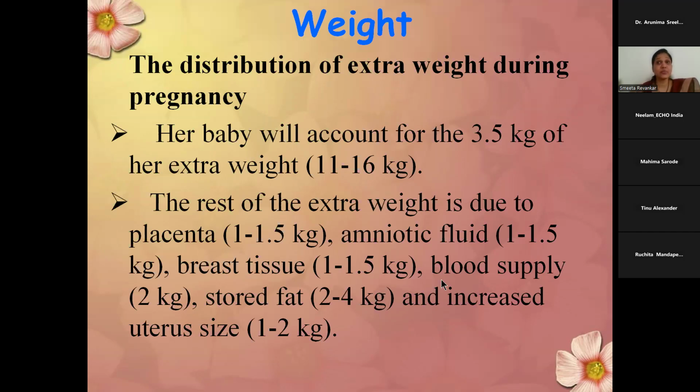There will be increased blood supply. Why? Because the baby requires blood. So that is 2 kg, and obviously she requires stored fats also. The stored fats will account for around 2 to 4 kgs, and then the increased size of the uterus. As we know, the non-pregnant uterus is pea shaped, just around 40 to 50 grams, but during pregnancy it increases to around 1,000 grams. So even the uterine size has increased.